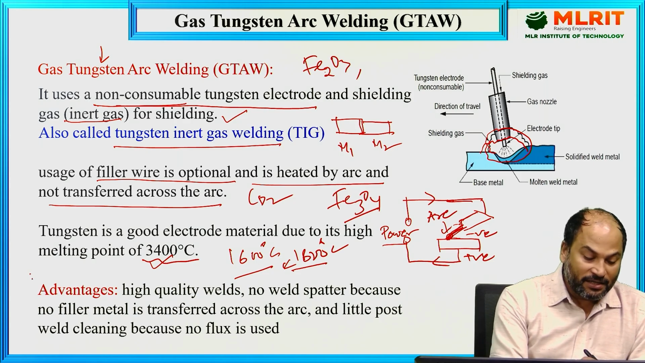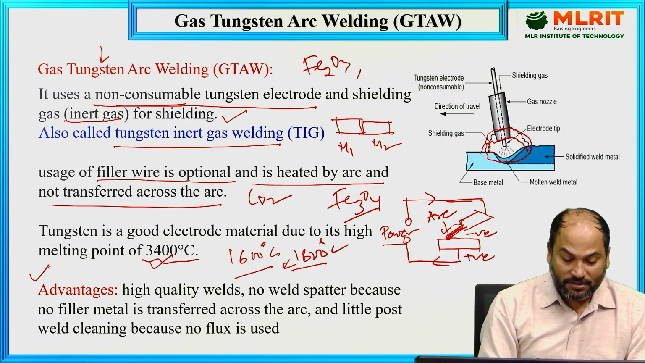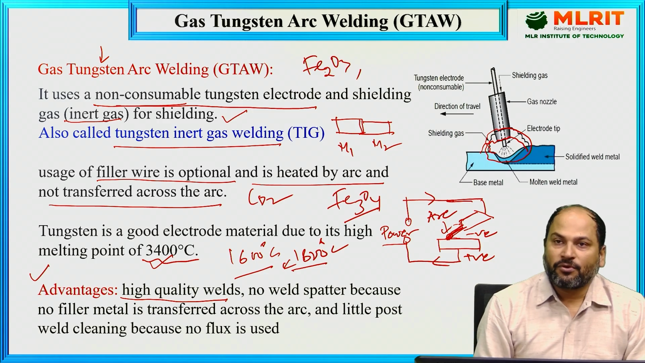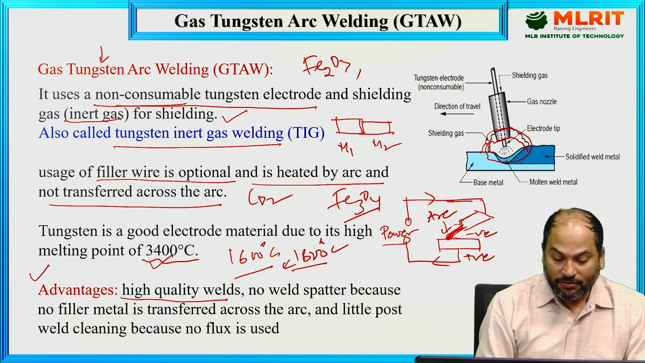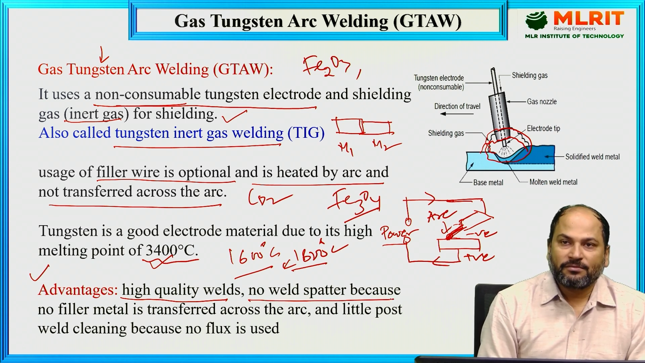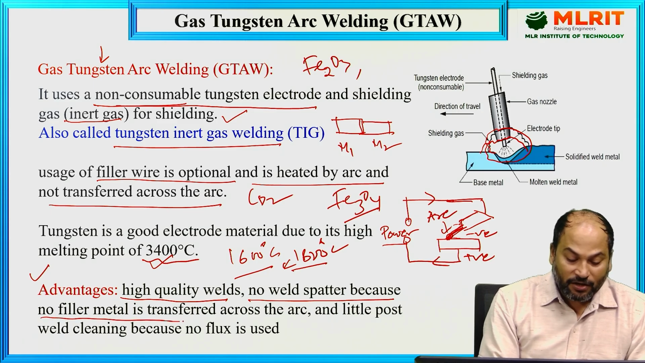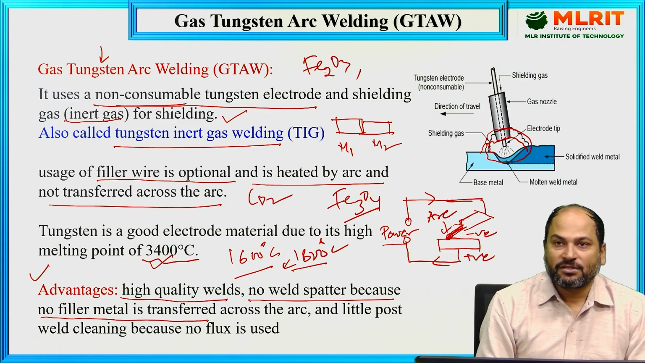So what is the advantage of this process? The advantage is that we can produce a high quality weld. Of course, it is a very costly setup, but depending upon the application, what material we are going to weld and what the application of that material is, we generally use this process because it produces a very high quality weld. Also, during the welding, no spatter will be there because we are not using any filler which will be transferred across the arc.